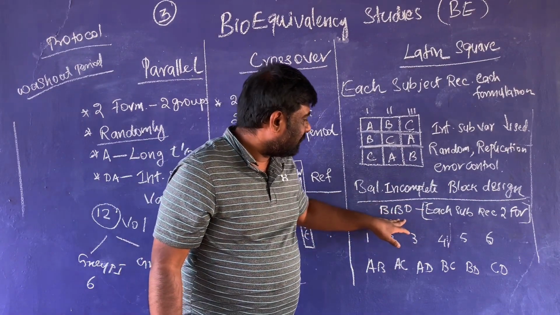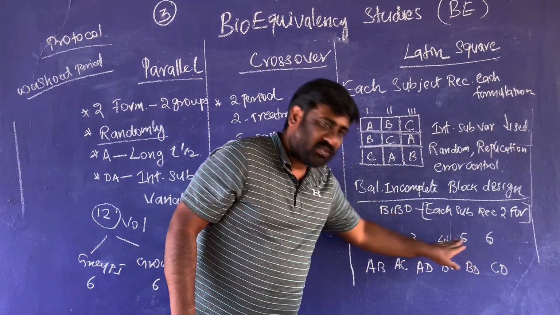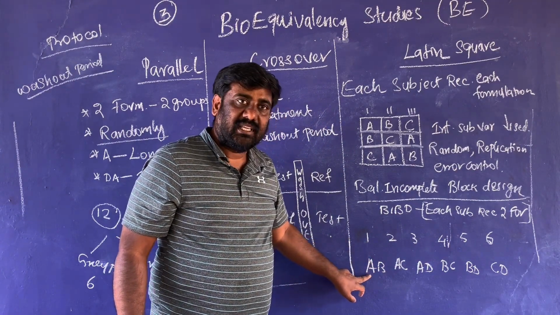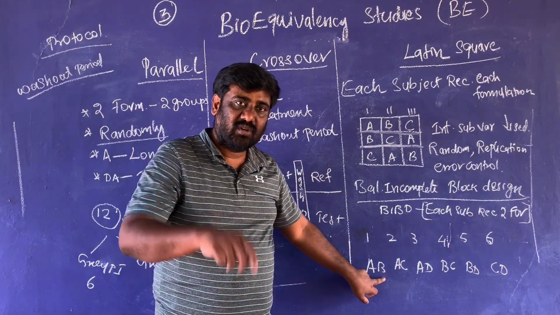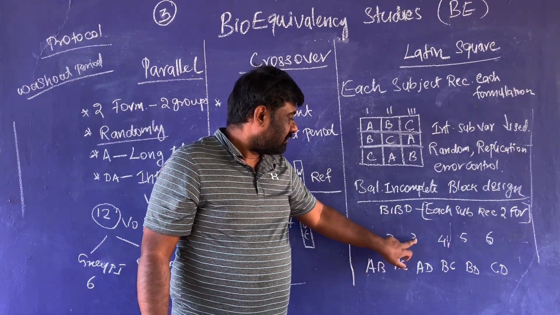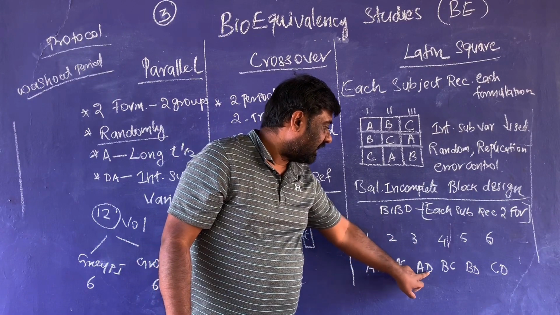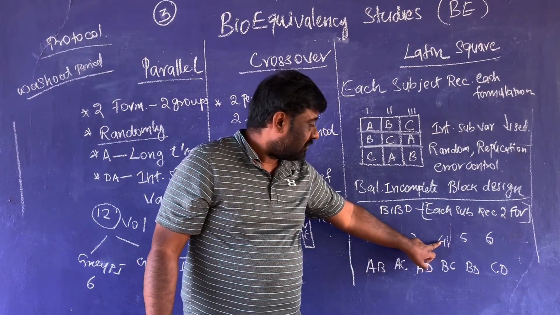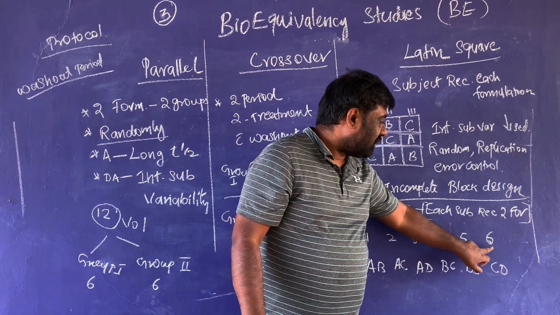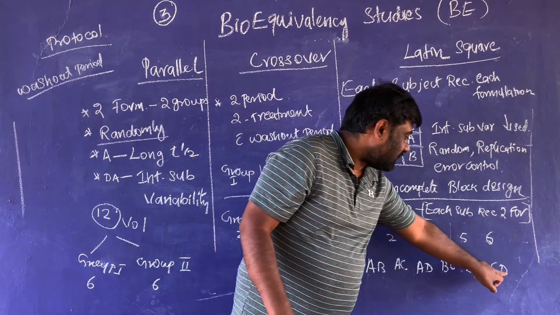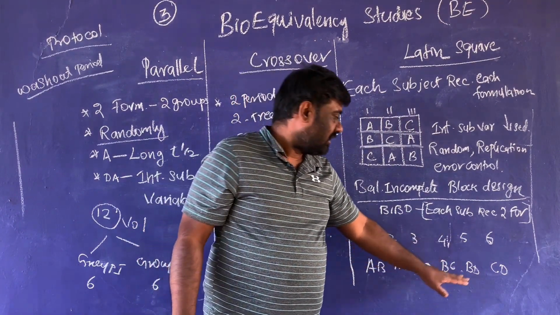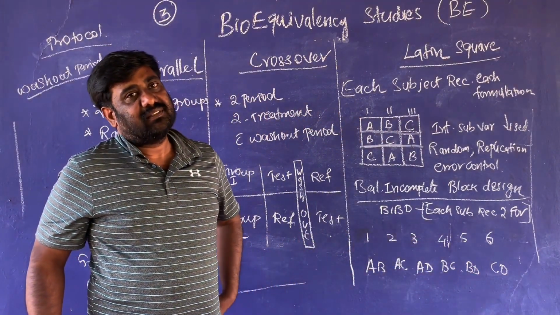So what this BIBD means, take the same 6 volunteers. Volunteer 1 will receive formulation A and B. So this is more randomized. Volunteer 2 will receive A and C. Volunteer 3 will receive A and D. Volunteer 4 will receive formulation B and C, volunteer 5 B and D, and volunteer 6 will receive formulation C and D. So each volunteer is receiving 2 formulations.